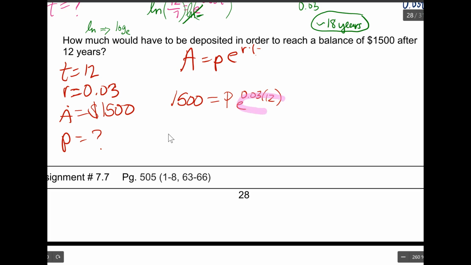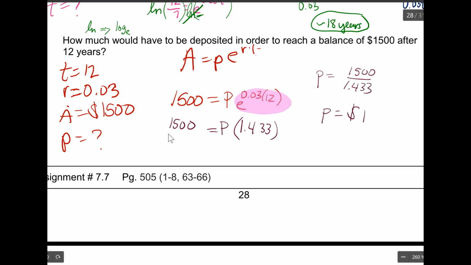If you put this part into your calculator, you get 1.433 times P is 1500. To get P by itself, divide by 1.433. You find the principal would have to be $1,046.5. Yep, divide both sides.